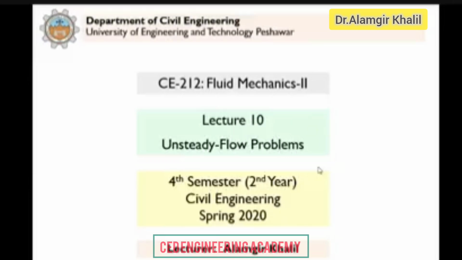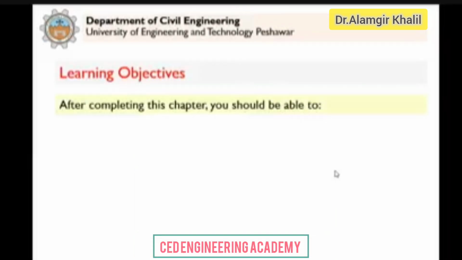So, Bismillahirrahmanirrahim. This is lecture number 10, Unsteady Flow Problems. Today we are going to start another chapter. This is chapter number 12 in our textbook, Unsteady Flow Problems. First, the learning objectives for this chapter. After completing this chapter, you should be able to understand unsteady flow problems.